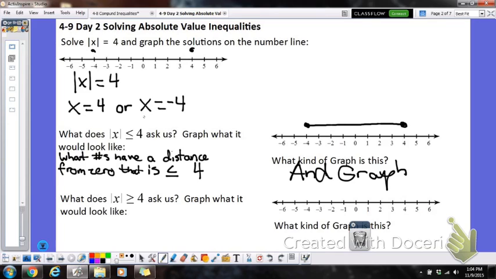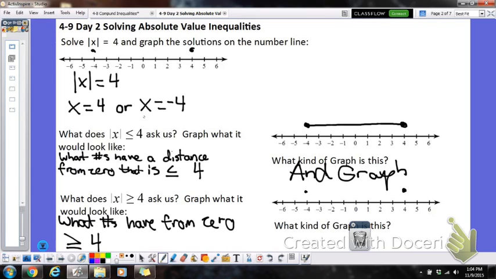Now let's answer the question, what does the absolute value of x is greater than or equal to 4 ask us? It asks us what numbers have a distance from 0, this time greater than or equal to 4? Again, we know that negative 4 and 4 have a distance from 0 of 4. So we know those are going to be in our solution.